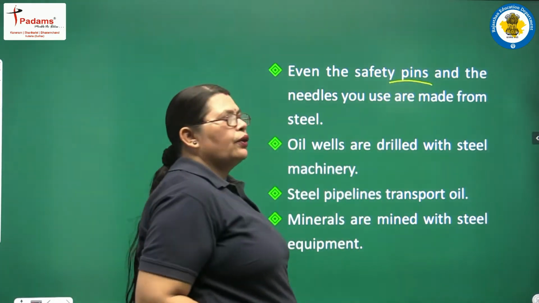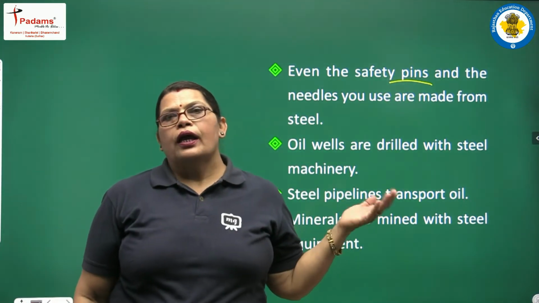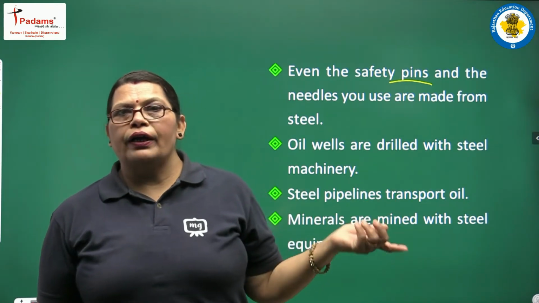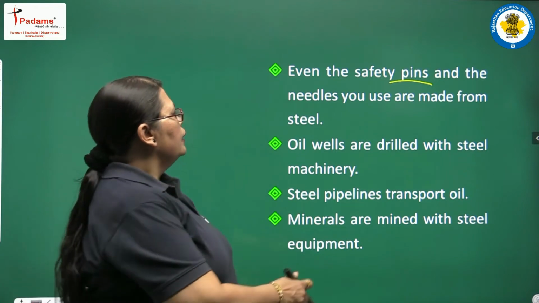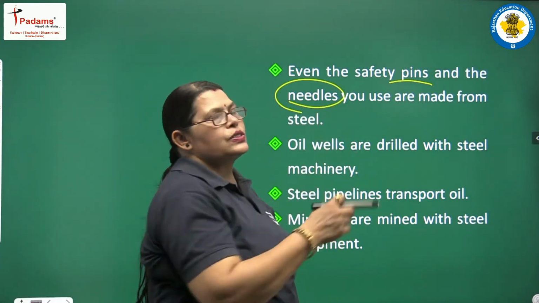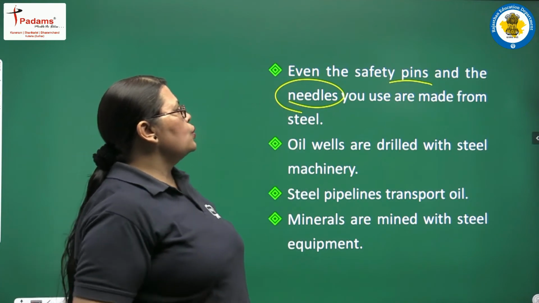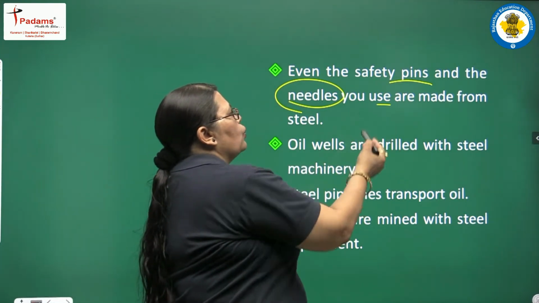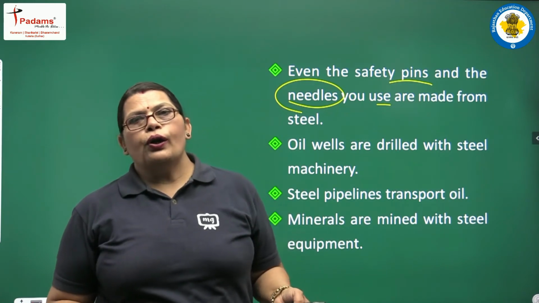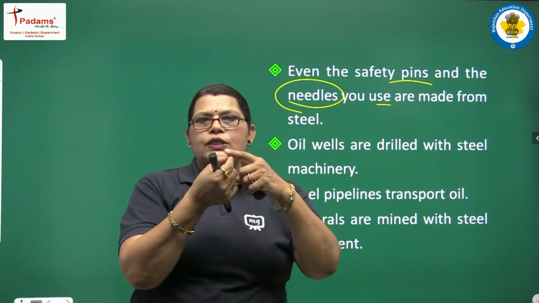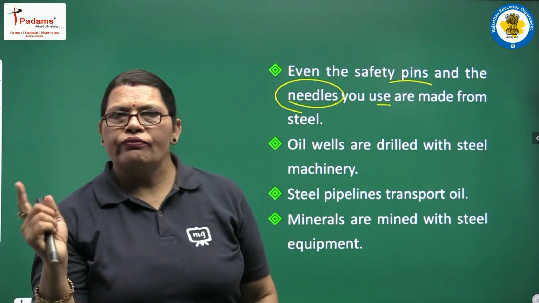See, safety pins, which your mother uses and you also use in different works, and even needles, which are needed for stitching and sewing, are useful for us and all made from steel. We all know that if we are using a small pin or a needle, everything is made of steel.